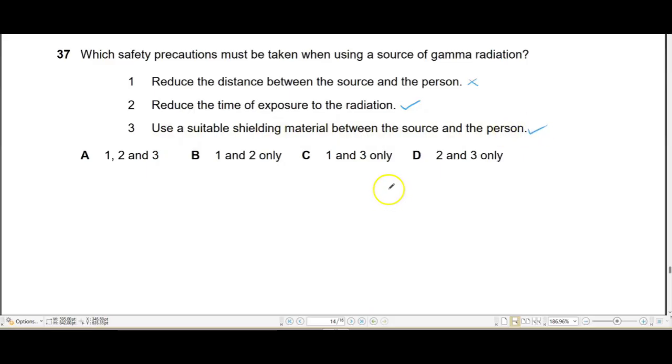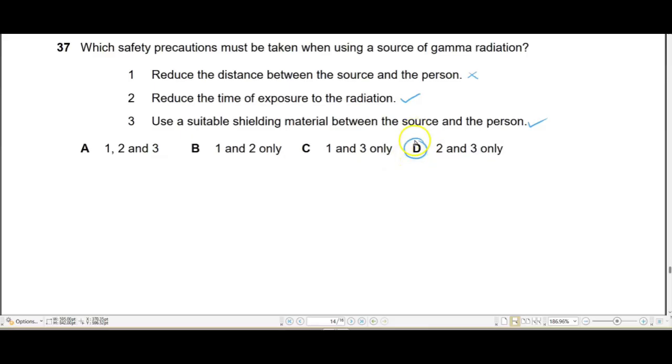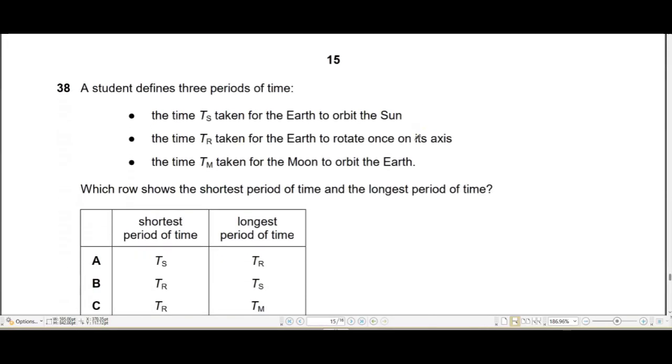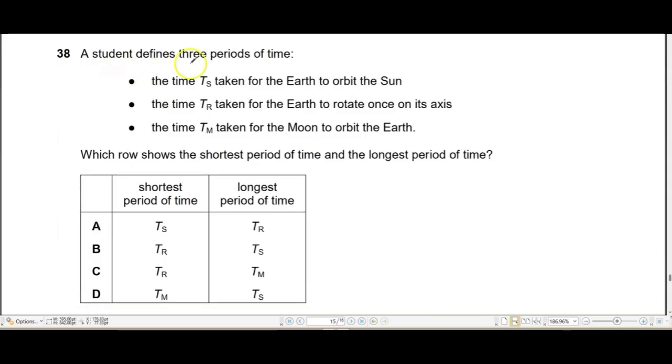So 37 ka answer would be D, 2 and 3 only. Okay, moving on to question number 38. A student defines 3 periods of time. The time Ts taken for the Earth to orbit the Sun, the time Tr taken for the Earth to rotate once on its axis, the time Tm taken for the Moon to orbit the Earth. Which row shows the shortest period of time and the longest period of time?